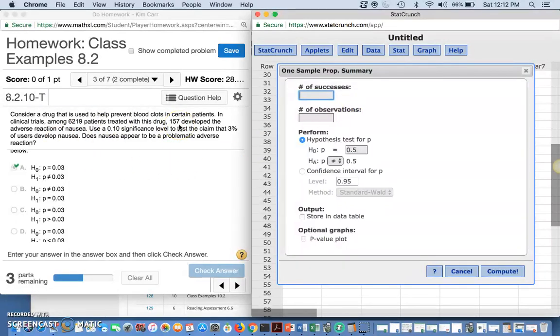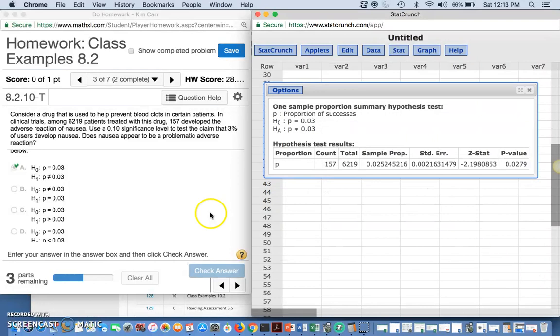157 actually developed the adverse reaction out of how many? 6,219. This is a hypothesis test, and what is the proportion they're claiming? 3%. So we're going to change this to 0.03 and not equal, and we'll compute.